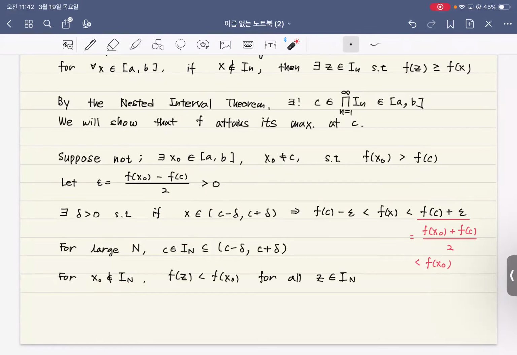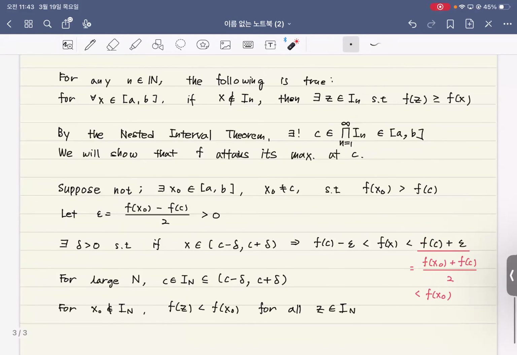Why? Because IN is contained in this interval, and on this interval, the function value is always less than f of x0, right? So therefore, for every point in IN the function value must be less than f of x0. Is it a contradiction? Yeah, this is absolutely a contradiction because I told you, if any number is out of IN, then you must be able to find a point z whose function value is greater than this guy. But in this case, even though this guy was out of IN, I was not able to find such a point z in IN. And this is a contradiction.